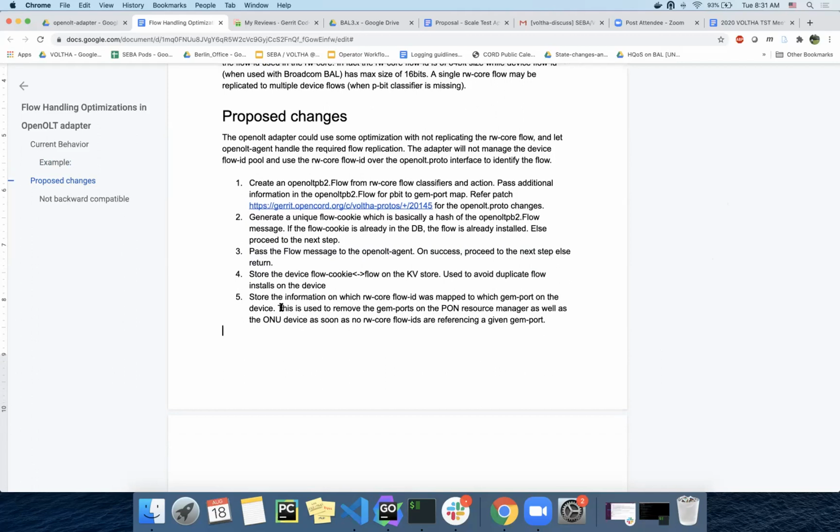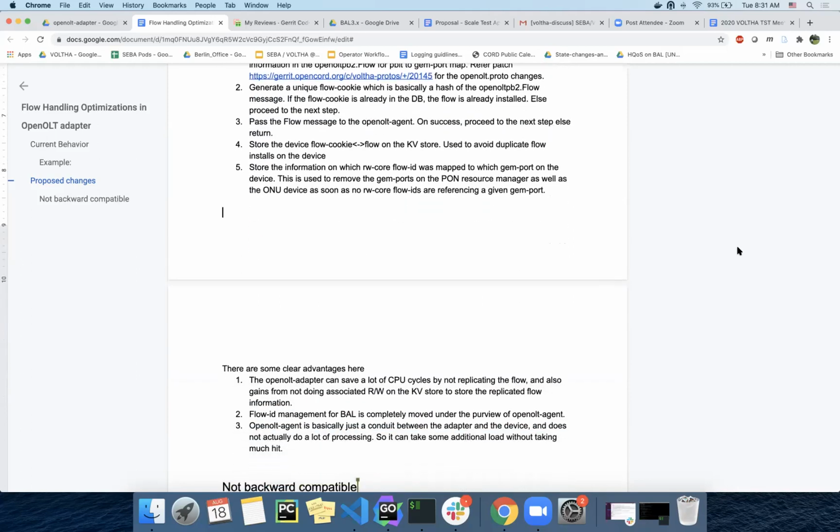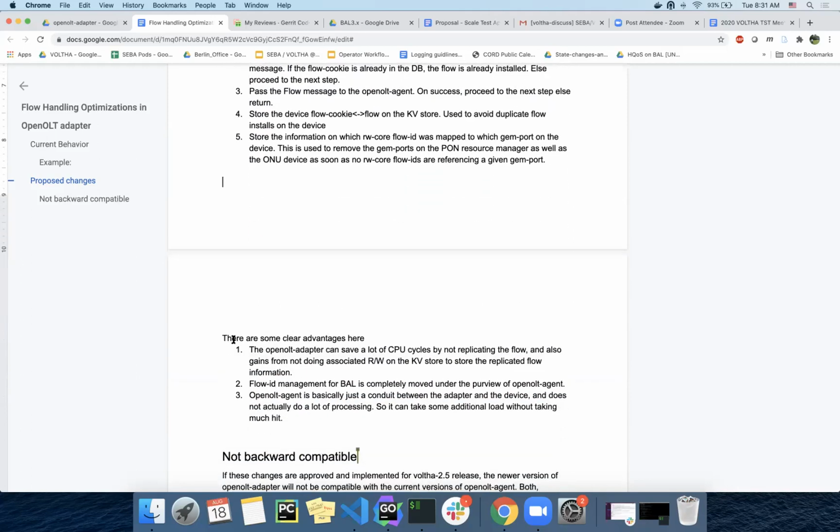You also store which particular flow ID is mapped to which particular gemport, and this flow ID is the read-write core flow ID, not the BAL flow ID, as well as the list of flow IDs that are mapped to a particular subscriber. All this is useful when you start doing some cleanup. Other than that, it finds no other use.